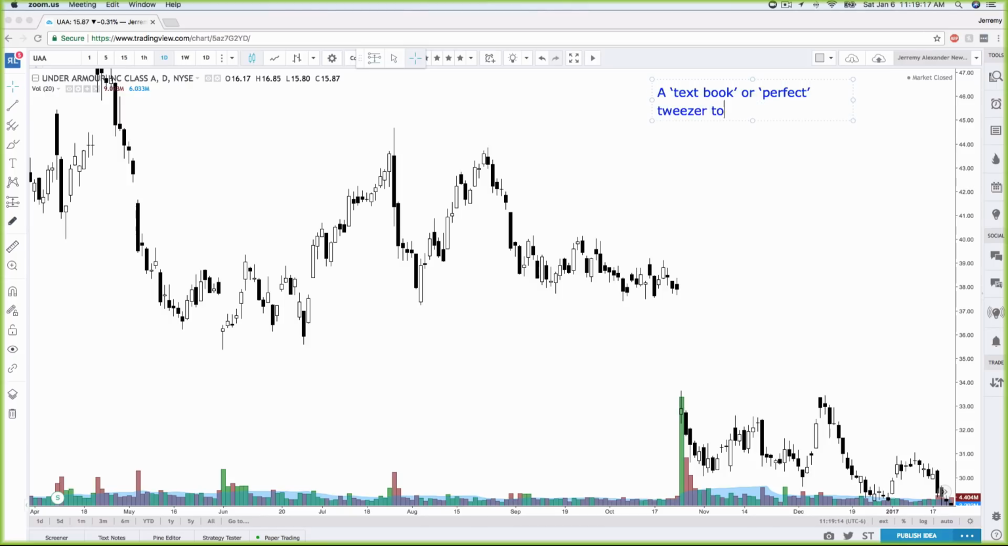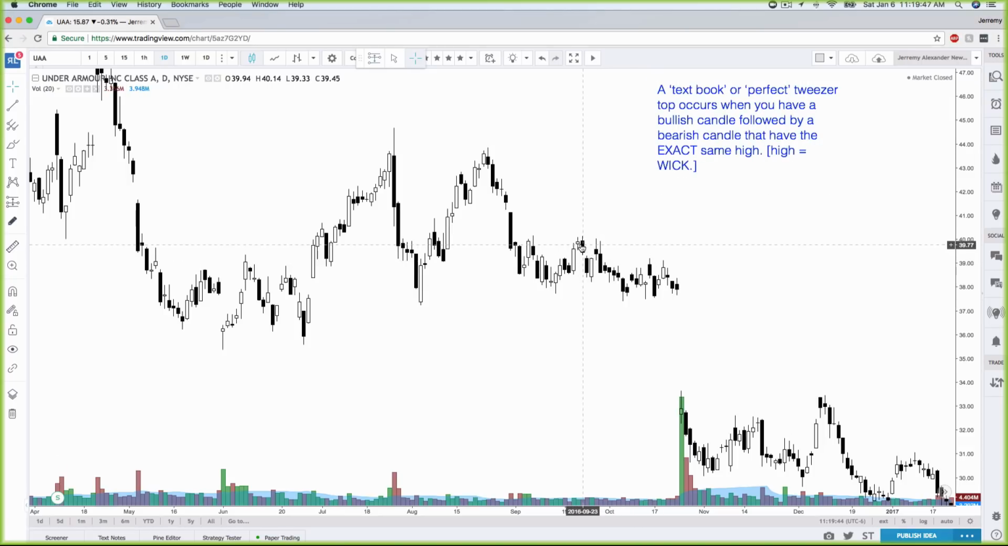tweezer top occurs when you have a bullish candle followed by a bearish candle that have the exact same high. Exact same high. Now, when I say high, high equals wick. So it does mean the wick of the candle. The exact same high. Now, this is one I was looking at just before we started. And you'll notice, and I'll point to the top of the screen right here.